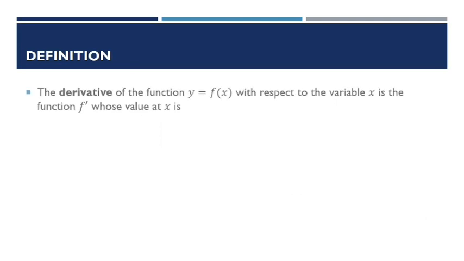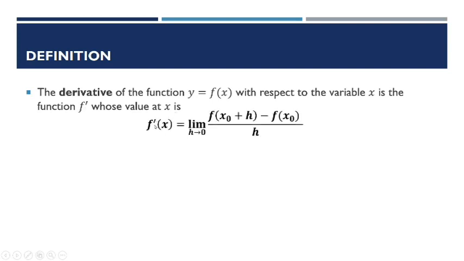Okay, the formal definition is the derivative of the function y is equal to f of x with respect to the variable x is the function f prime whose value at x is ito. So, f prime of x is equal to the limit of f of x sub 0 plus h minus f of x sub 0 all over h as h approaches 0. So we take the limit of this difference quotient, provided that the limit exists. So hindi mo masasabi yung derivative ng isang function if the limit does not exist.